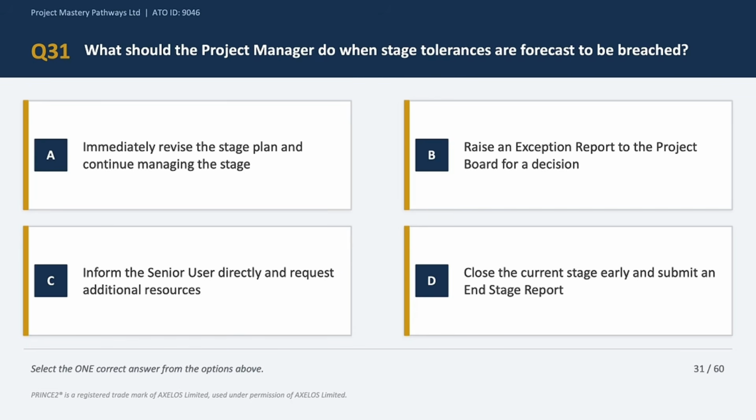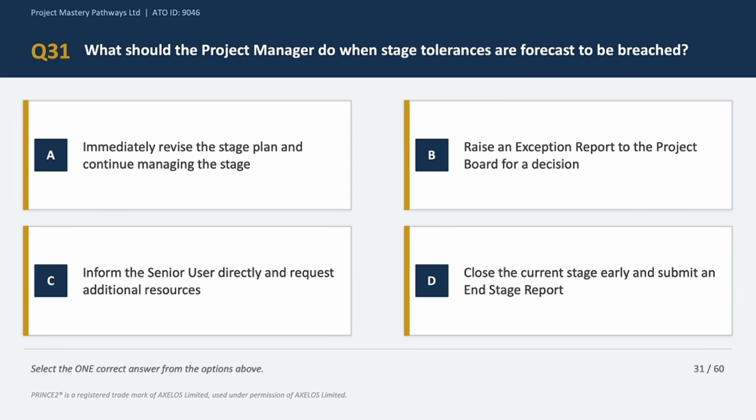Right, next, question number 31. What should the project manager do when stage tolerances are forecast to be breached? Okay, now the key phrase of this question stem is forecast to be breached. Okay, note that it has not actually breached the tolerances. Very, very important, because that will be your trigger phrase to select the right answer choice.